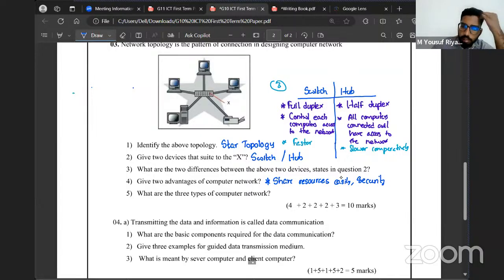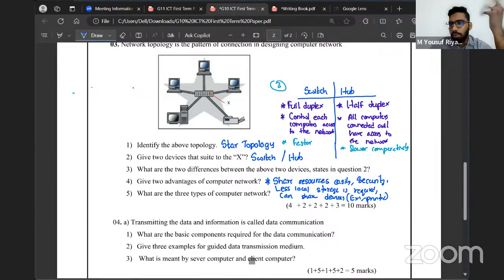Less local storage is required. Correct. You can share devices. Okay, if you say share devices, it means things like printers, right? You can mention share devices, and in brackets you can write for example printers. That's another advantage. Then emails also, you can email. Then social media. These are all some of the advantages we have because of a computer network. These are the main things.